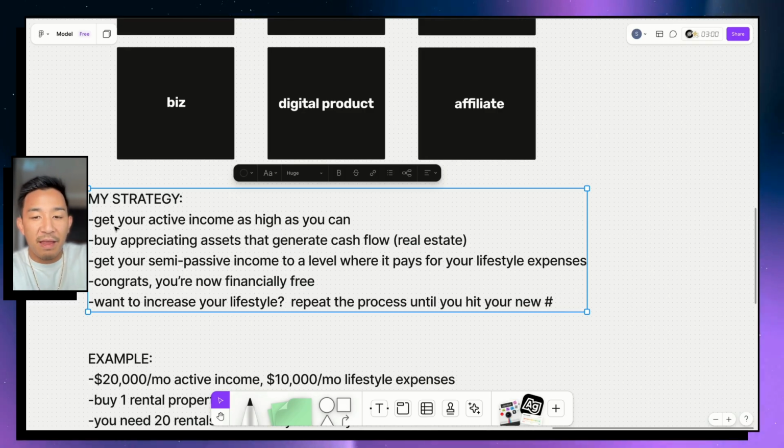So if you want to increase your lifestyle, you have to go through this process and repeat it until you hit your new number. I don't think I'll ever hit a true financial freedom number where I just never work, because I don't know what else I'd do. But this is the strategy, okay?